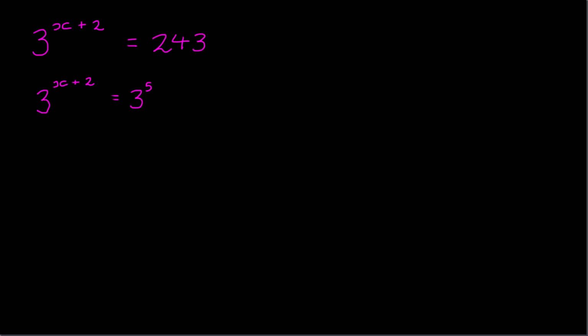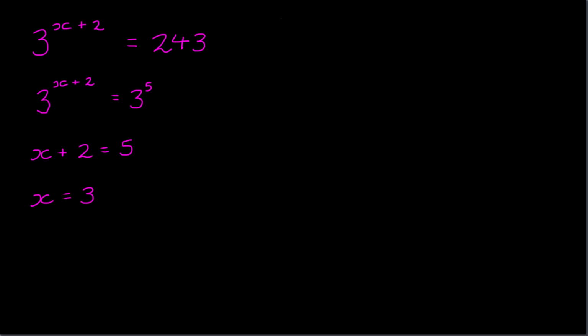So what we know is that the only way this is true is if x plus 2 equals 5. And in that way we have 3 to the power of 5 equals 3 to the power of 5. For that to be true, we just solve it as we would any other equation, and in this case x plus 2 equals 5 means we've got x equals 3.